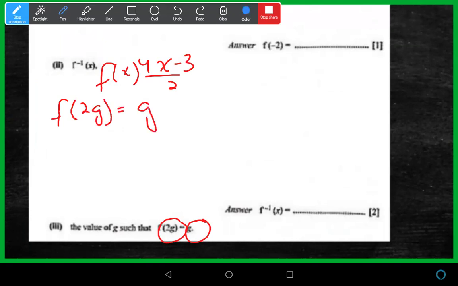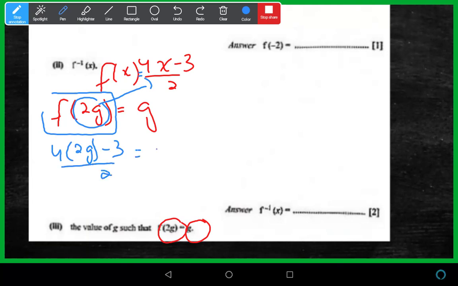As you see, we have done this in the previous slide, find the value of m. The same here, we have to find the value of g. You can see the input of the function is 2g. So I have to input 2g, replacing x. It will become (4 times 2g minus 3) upon 2 is equal to g. Now it will become (8g minus 3) divided by 2 is equal to g.